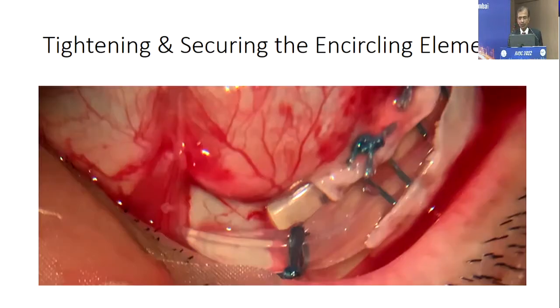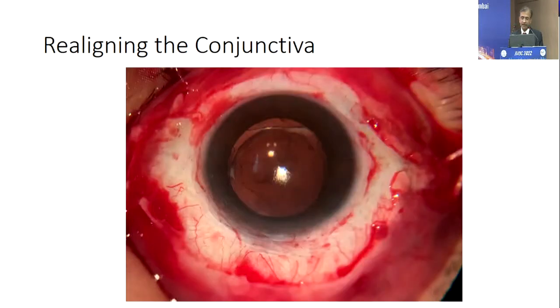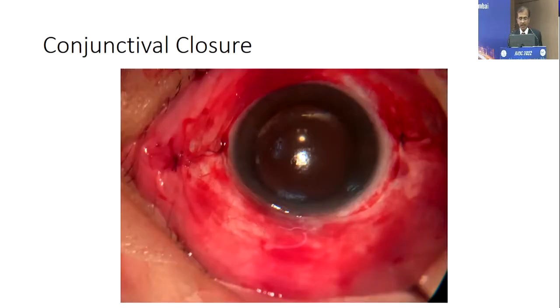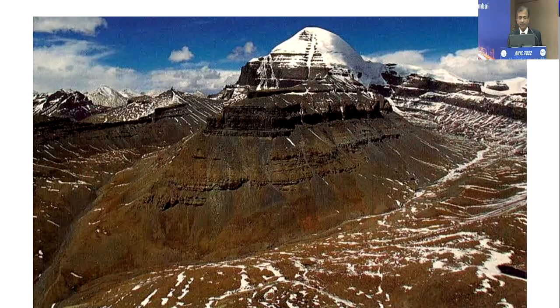So once you are sure that the retina is flat, there are not many problems, there is no vitreous hemorrhage, you tighten up the buckle, make the sutures permanent, and you are through. Then you come back, push the eyeball back, pull up the conjunctiva and suture it, or you can use a glue to complete the conjunctival closure. So this is the picture at the end of the surgery.